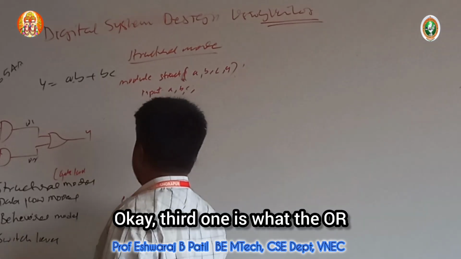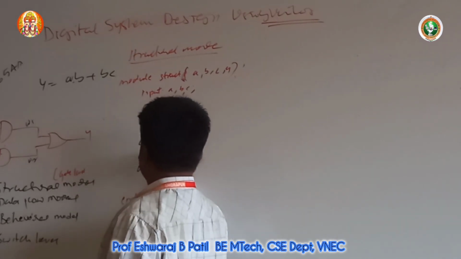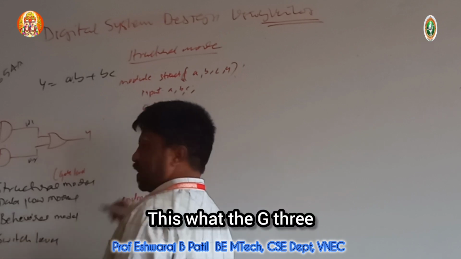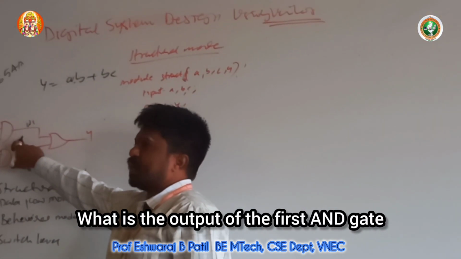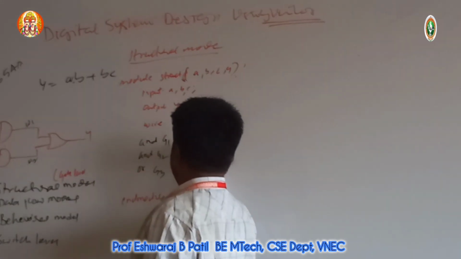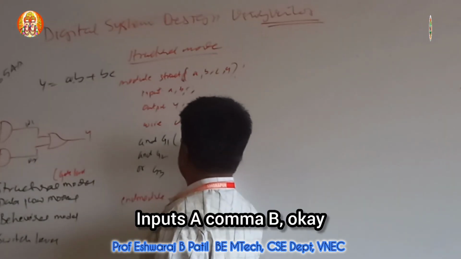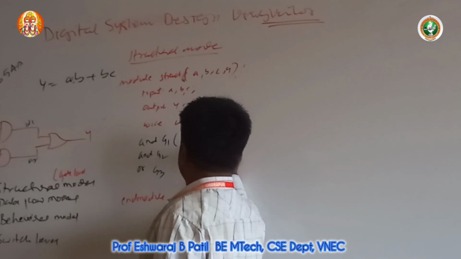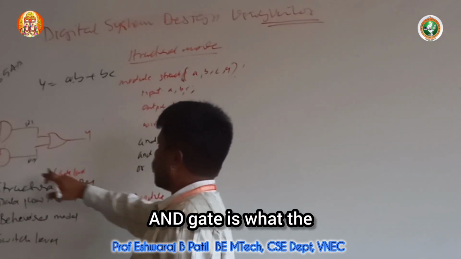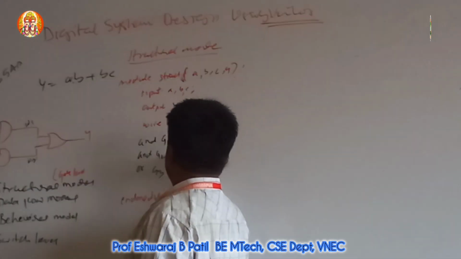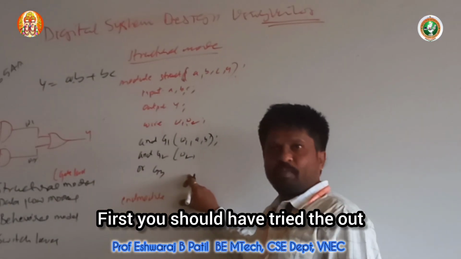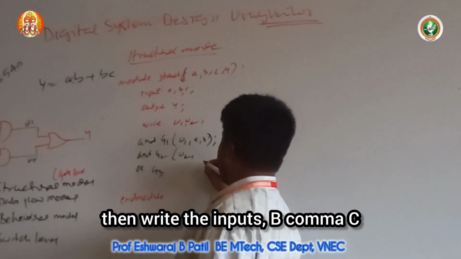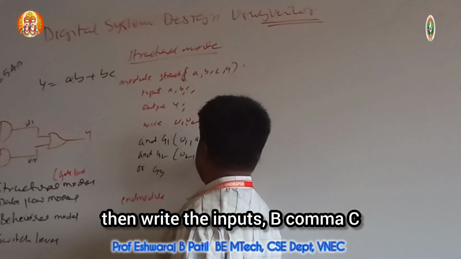The third one is the OR. The AND gates can be implemented as G1, G2, and G3. What are the outputs? You should write the first output. What is the output of the first AND gate? W1, right. The inputs are A comma B. The second AND gate has inputs B and C, and W2 as the output. First write the output, then write the inputs B comma C.